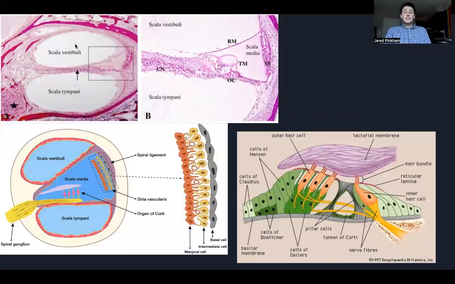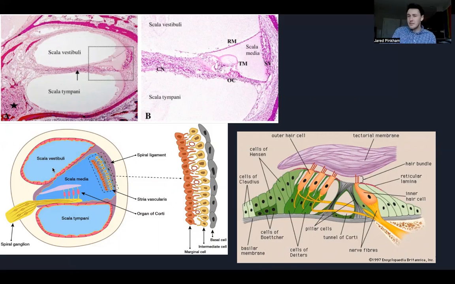Again, this is just some imaging that can better help define those anatomical structures. So we have the tubular sections, the scala vestibuli, scala tympani, the scala media, and a zoomed in portion of the scala media. And we can see that we have our organ of Corti, the tectorial membrane. And over here, we see this little SV. That stands for our stria vascularis, that cell wall.